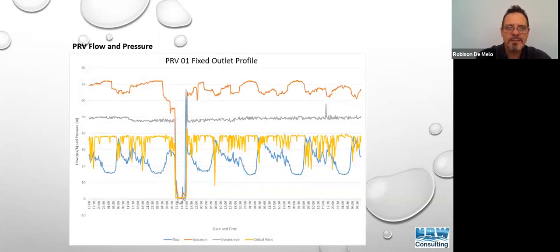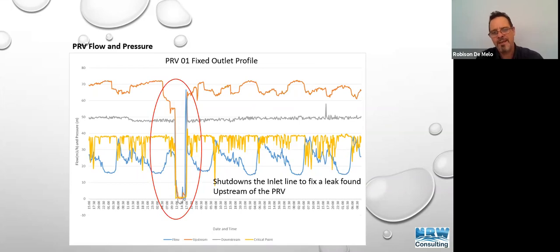Another one: you evaluate, and suddenly everything goes down. Upstream pressure, downstream pressure, critical point. Something triggers the alert that there is something wrong in the zone, and then we identify that there was a shutdown upstream of the area to fix a leak. So everything goes down, and then they open, and everything goes back to normal again.